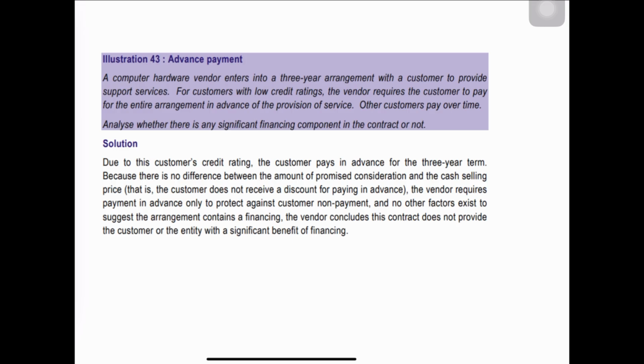Okay, so let's go through illustration 43. Here also, due to the customer's credit rating, the customer pays in advance for the 3-year term because there is no difference between the amount of promised consideration and the cash selling price. So the vendor requires payment in advance only to protect against customer non-payment and no other factors exist. It's all kind of business related payment terms. Okay, so hence there is no significant financing component in this example.